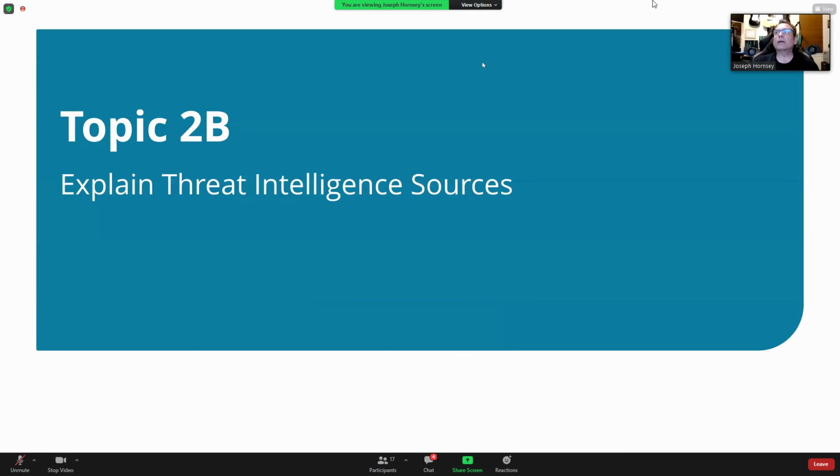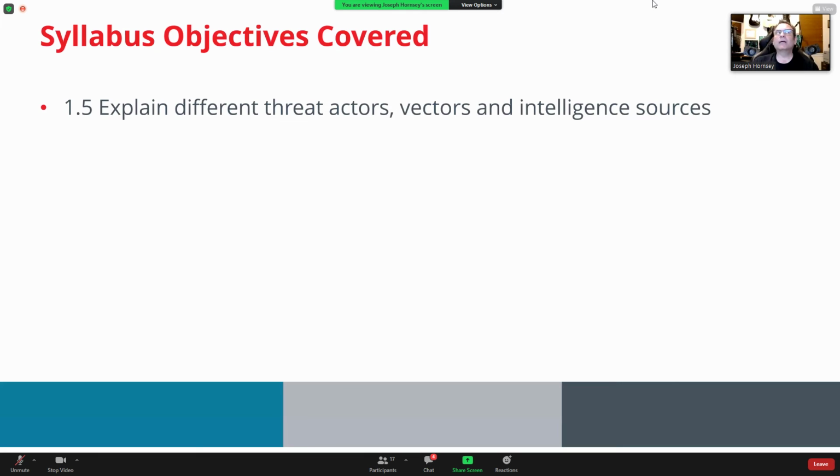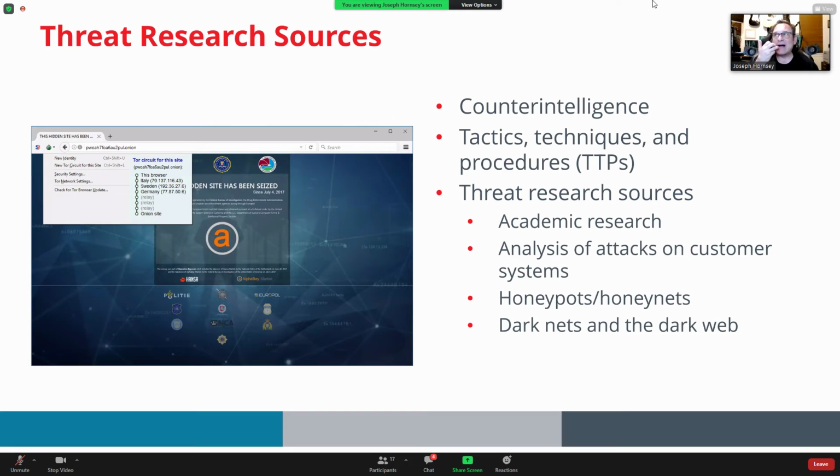We've got one more topic where we look at threat intelligence sources. So we know that we've got threat actors out there. We know that they're doing things that they shouldn't be doing. So the question becomes, how do we figure this stuff out? How do I figure out who the bad guys are? How do I figure out what they're doing? A lot of the terminology in here comes from military terminology. And the first thing we're talking about is counterintelligence.